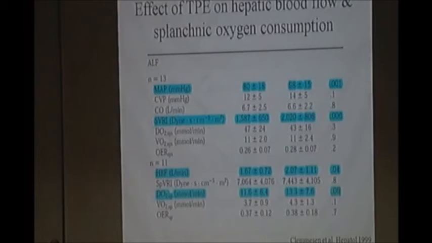Next, the same group in 1999 had shown that by increasing the mean arterial pressure, there was an increase in the hepatic blood flow and oxygen delivery.